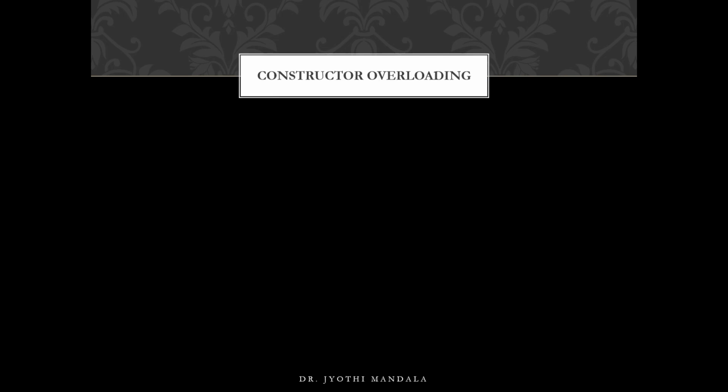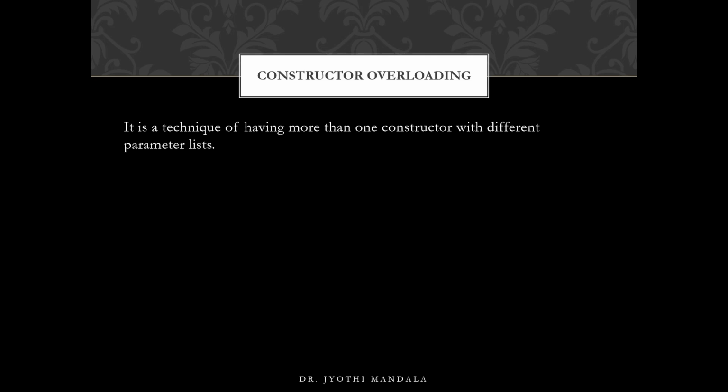Once you are clear with the constructor, we have an option called constructor overloading. Constructor overloading is a technique of having more than one constructor in our program, where the constructors differ in the parameter list. We all know how to write a constructor: the constructor name should be equal to your class name. Now, if you want multiple constructors with the same class name, then there should be a difference in the parameter list. That approach is called constructor overloading.